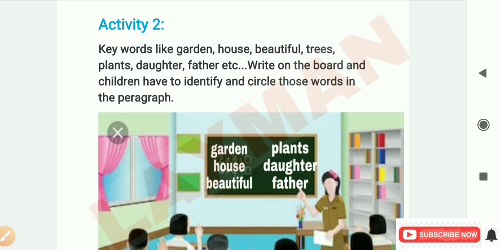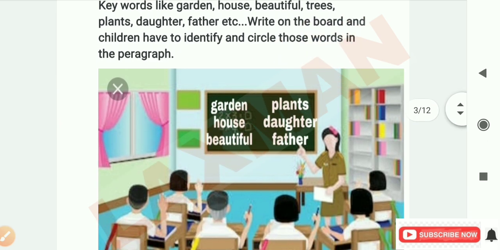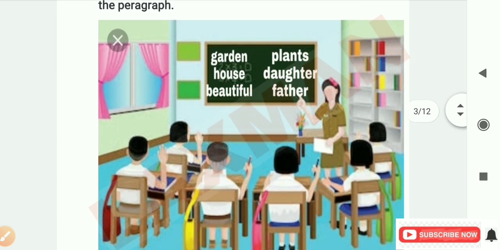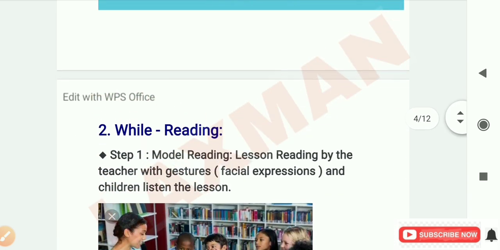And the activity 2. Here keywords like garden, house, beautiful, trees, plants, daughter, father, etc. are written on the board. These words you have to write on the board, and children have to identify and circle those words in the paragraph. Like that, we write the words on the board, and children identify and circle those words in the paragraph in the lesson. That is activity 2.